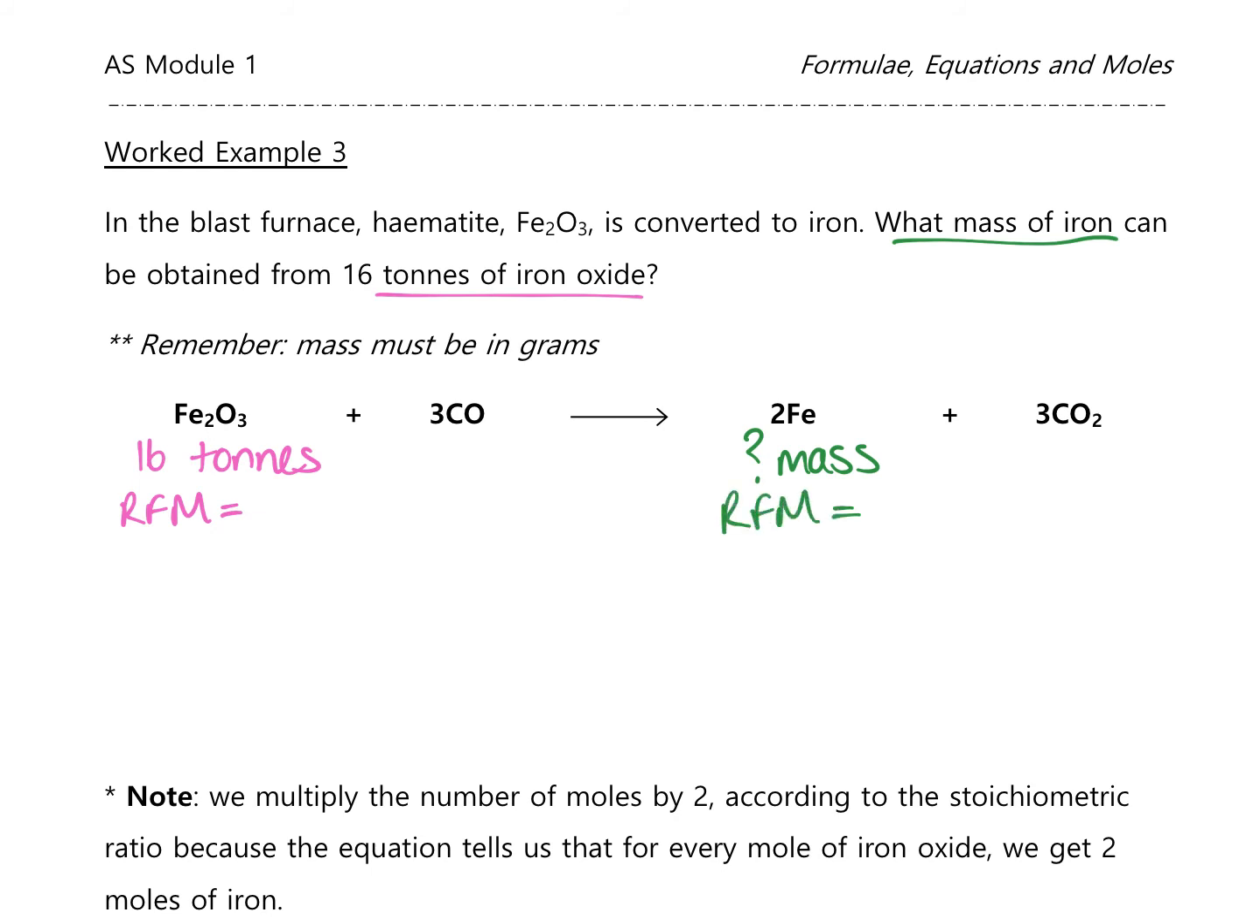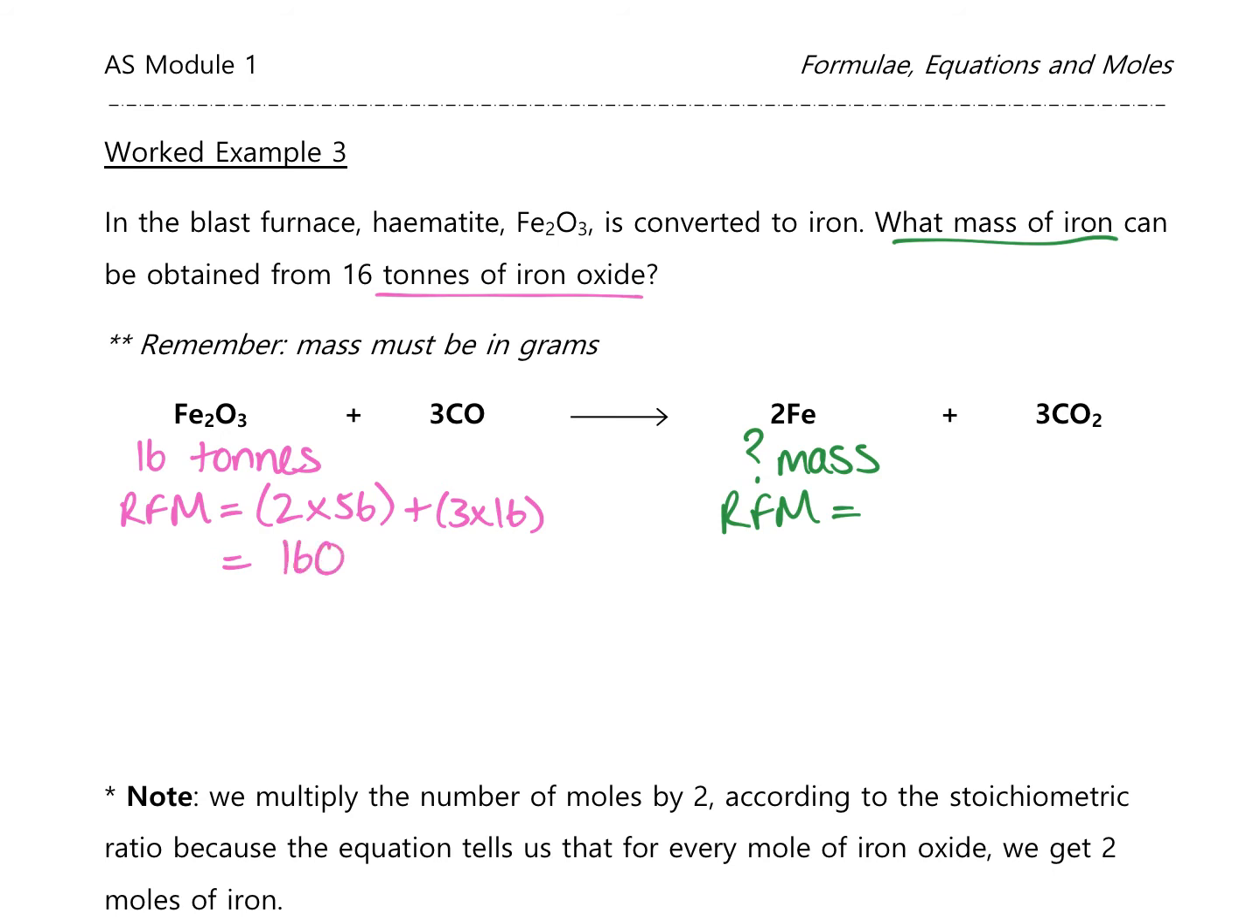So your RFM of iron oxide, find it on the periodic table. You have 2 irons and 3 oxygens. So that's going to be 2 times by 56 plus 3 times 16. And hopefully that comes out as 160.